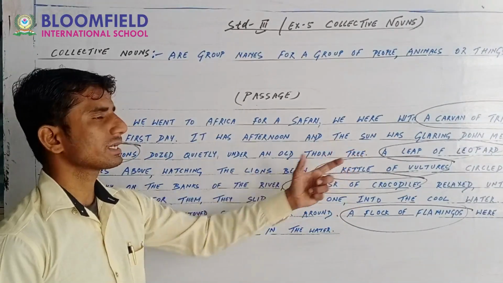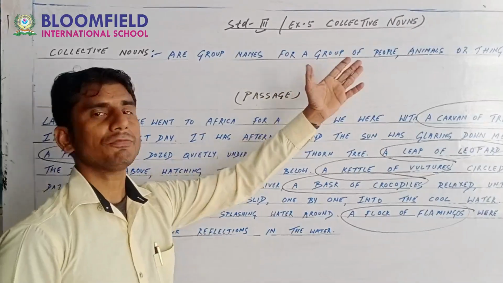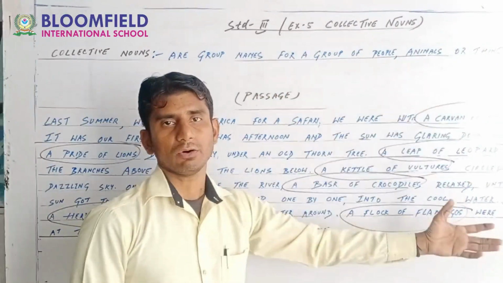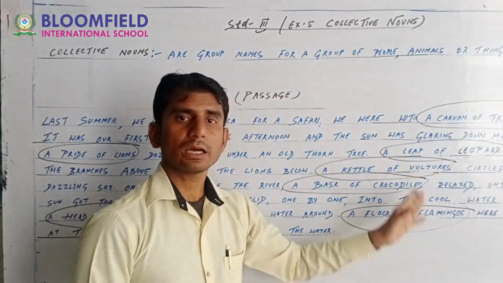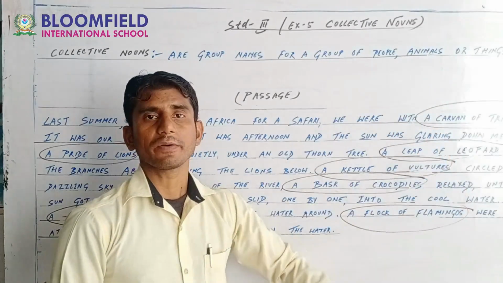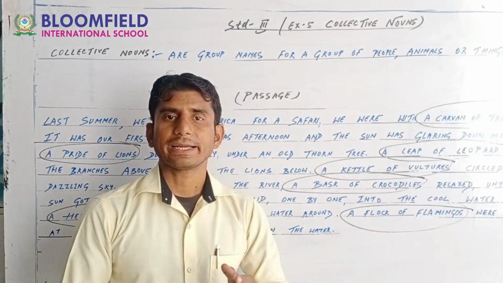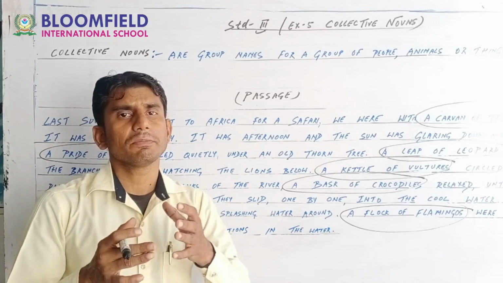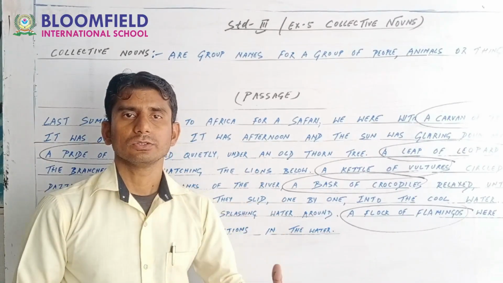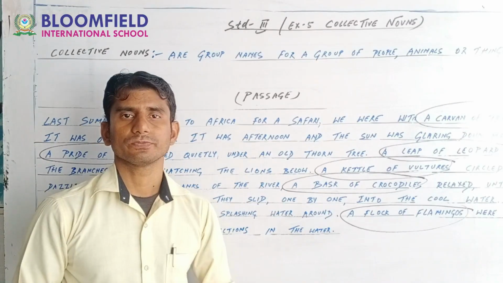These circled words are collective nouns. Okay guys, so these words are collective nouns. Now guys, come, let's go through our next step, so it will be easier to understand the right uses of collective nouns.